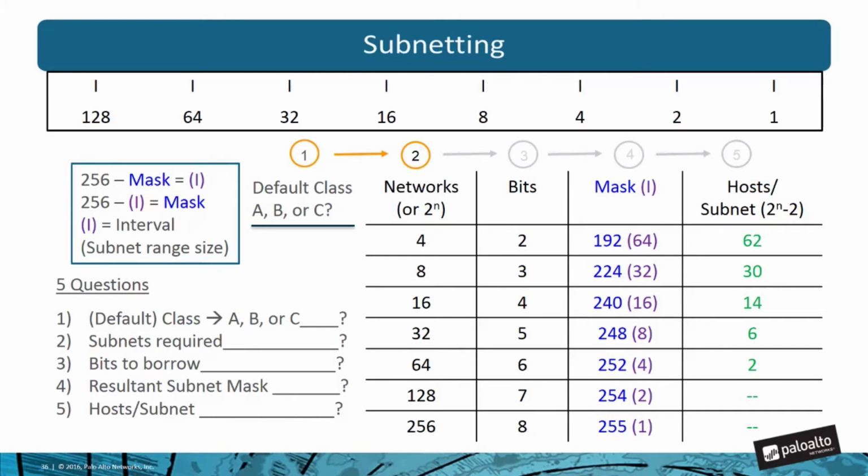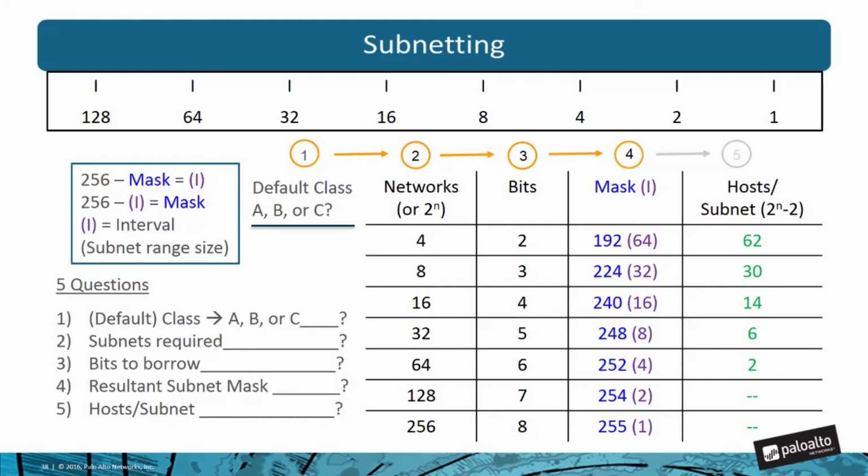And so when I borrow 2 bits to create my 4 networks, as a result of that, those 2 bits are 128 plus 64, which equals my subnet mask, that is 192. Again, if you're going from the left to the right, you can add up 128 and 64, and that's what you're going to get. Now, in parentheses there, I have a little I for interval.